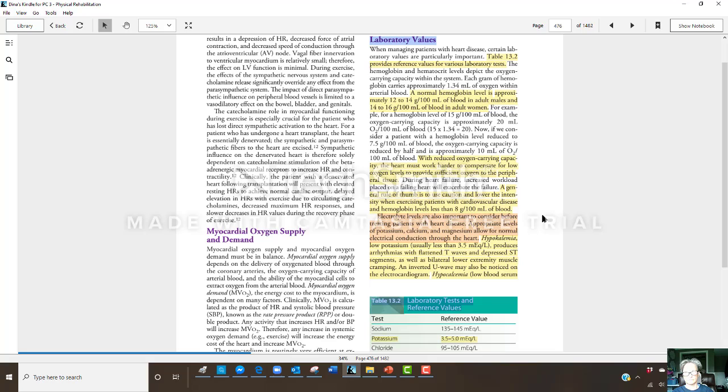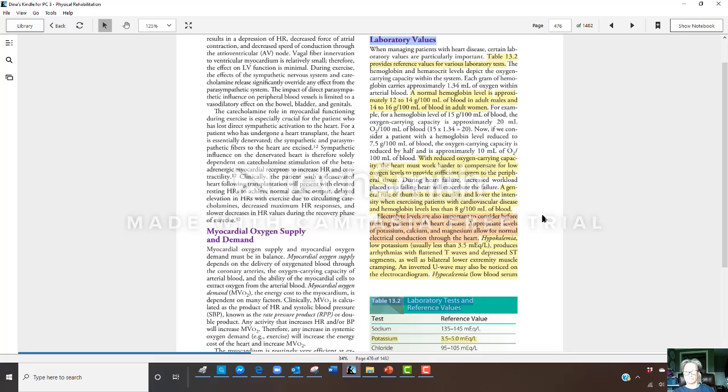With reduced oxygen carrying capacity, the heart must work harder to compensate for low oxygen levels to provide sufficient oxygen to the peripheral tissue. During heart failure, increased workload placed on a failing heart will exacerbate failure. A general rule of thumb is to use caution and lower the intensity when exercising patients with cardiovascular disease and hemoglobin levels less than 8 g/100 ml of blood.